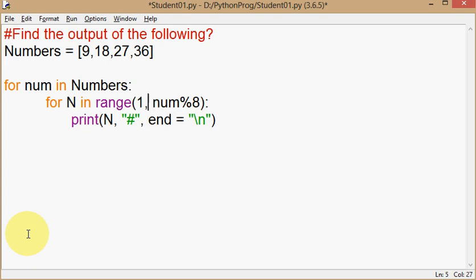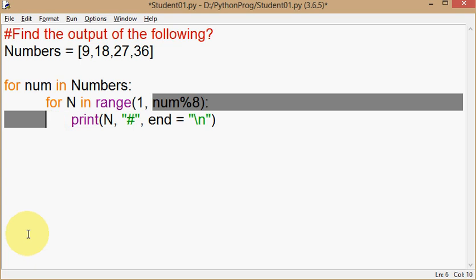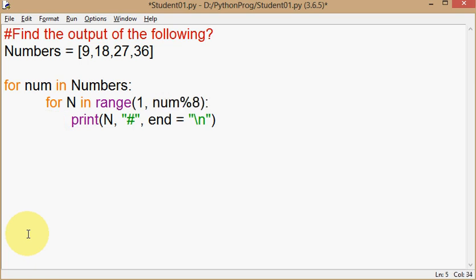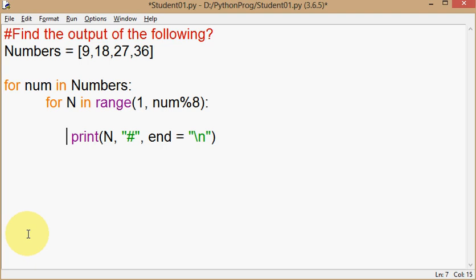Second time, the value will be 18. When the value is 18, the range is 1 to 18 % 8, and the remainder will be 2. That means the loop will be executed 2 times. First time the value will be 1, and second time the value will be 2. Third time the remainder will be 3: 27 divided by 8 gives remainder 3, and for 36 the remainder will be 4, since 8 times 4 is 32. So the first time the loop will not be executed, the second time it will be executed only once, the third time 2 times, and the fourth time 3 times.